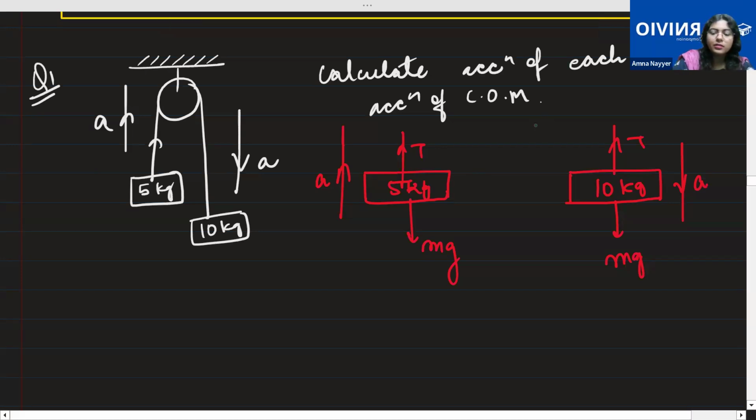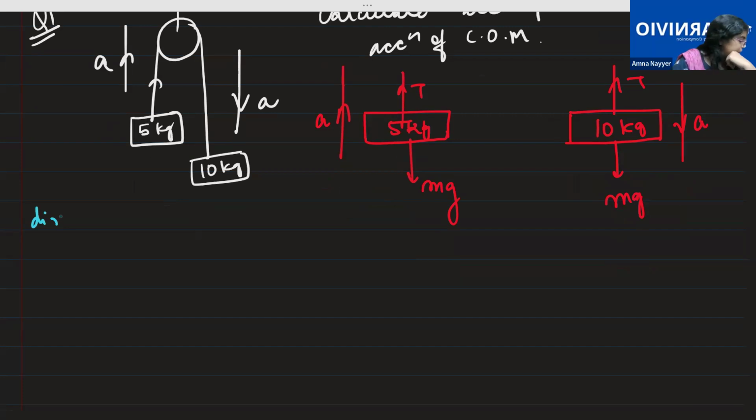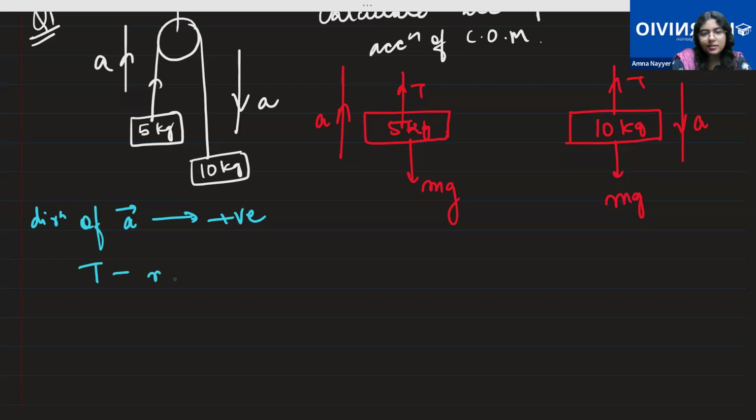Now see, let's make the equations. Wherever the direction of acceleration is, that is taken first. The direction of acceleration is always taken positive. Now see, we write the net equation. Net equation as mg minus T is also possible, T minus mg is also possible. Either of them can be used. Now, which one is preferable? Wherever the acceleration is directed, we choose that as positive. So this is T minus mg is equal to ma.